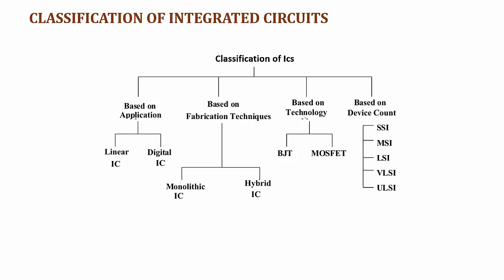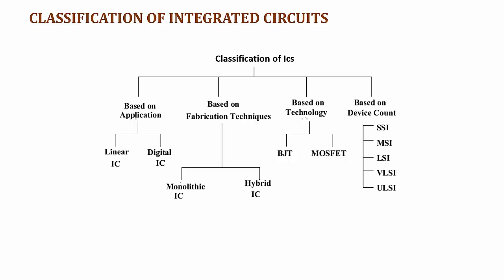What sort of transistors are used inside your ICs? Based upon that technology, we can classify into two types, that is BJT and MOSFET: BJT, bipolar junction transistor, and MOSFET, metal oxide semiconductor field effect transistor. As we already know, BJT is a current controlled device and MOSFET is a voltage controlled device.